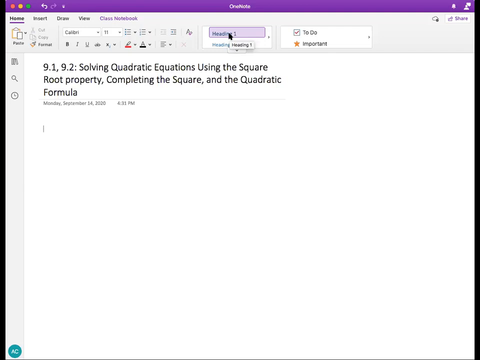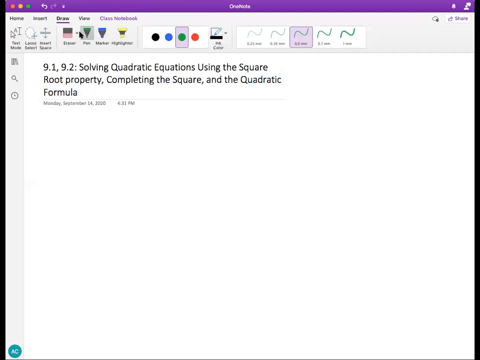So we're going to continue with the quadratic equations today. Today we're going to learn 3 other methods of solving quadratic equations. In addition to solving by factoring that we saw before, we have 3 other methods. One is called the square root property, then completing the square, and also the famous quadratic formula. So let's briefly review solving by factoring first.